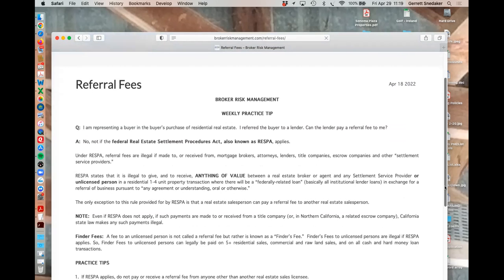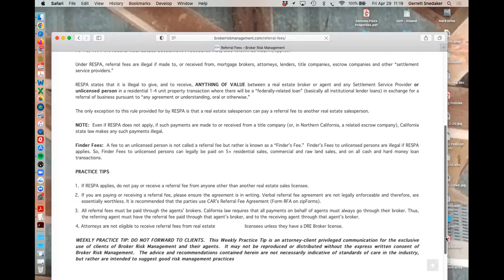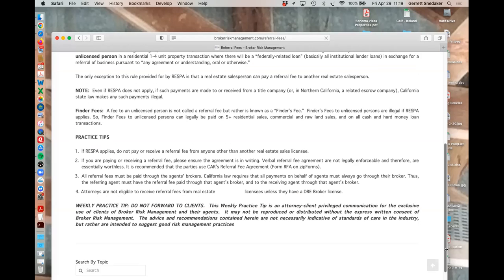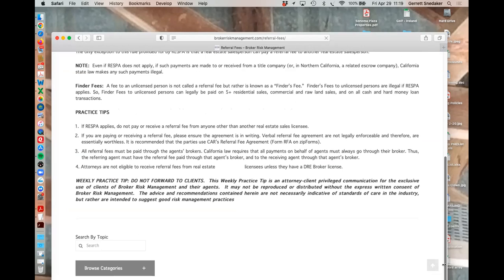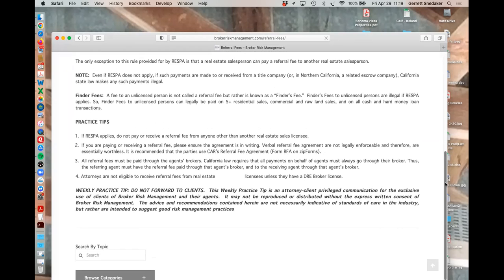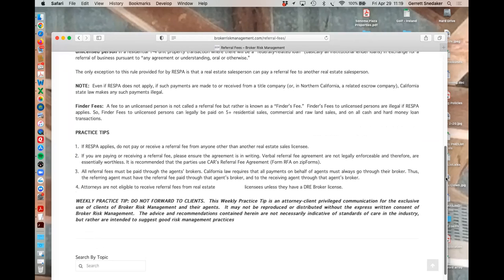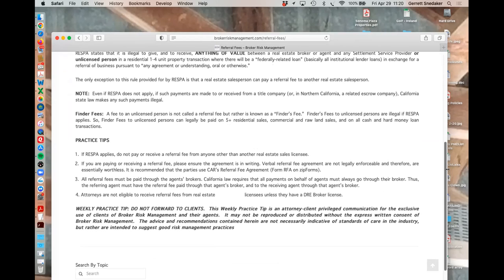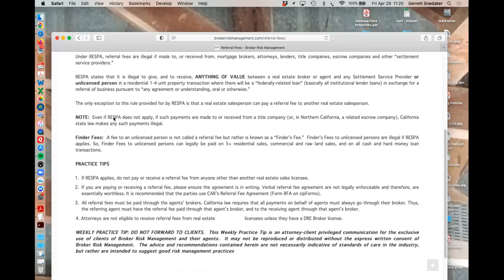And then the weekly practice tip the week before that had to do with referral fees. We often get questions about referral fees. Can I pay my sister Sally a referral fee for referring me to her neighbor? The short answer is, if Sally doesn't have a real estate license, then you can't pay her a referral fee. What you do with your own money after the closing, we don't want to know about. And it doesn't affect us, but you can't, through the escrow or anything, pay what would be called a finder's fee to a party that's not licensed.